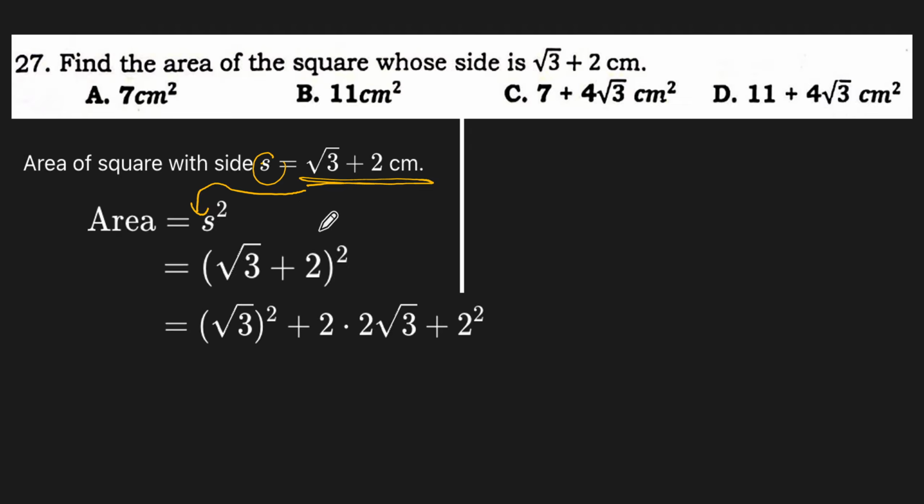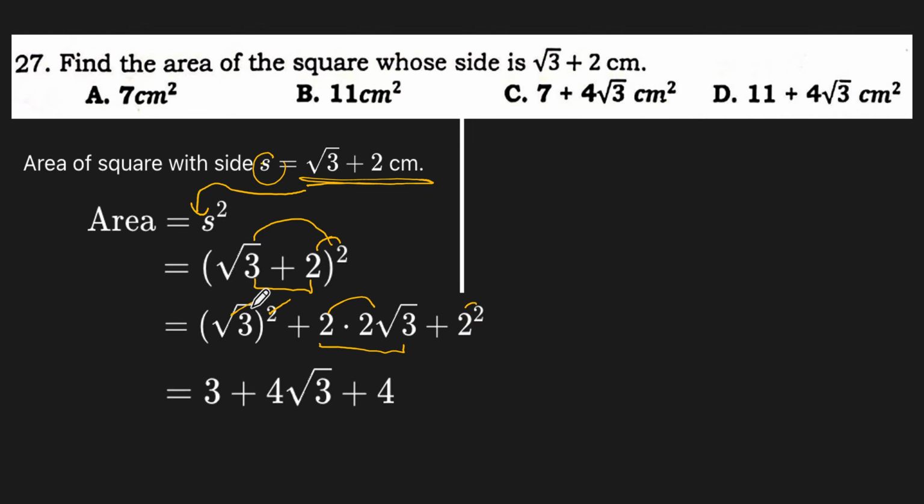Applying the property, we square the first term, that is square root of 3 squared. Okay? And then multiply the two terms times 2. We have 2 times 2 square root of 3. Okay? And then square the last term, which is 2 squared. I think we can cancel this out. We can multiply this 2 times 2 and then simplify this one.